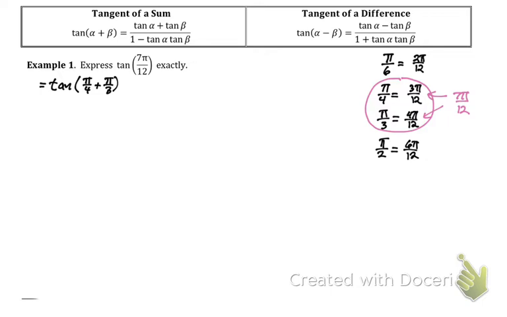If Reed does pi over 3 plus pi over 4, he'll get the same answer as if I did pi over 4 plus pi over 3. You get the exact same answer for plus. If you're subtracting, you have to do it in the proper order. And we'll get to one of those.